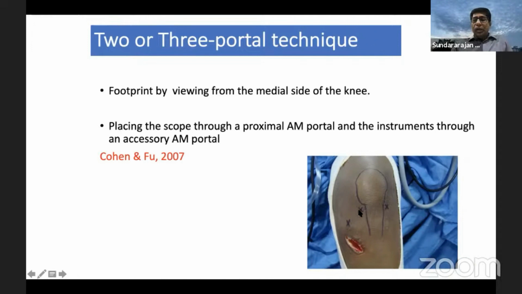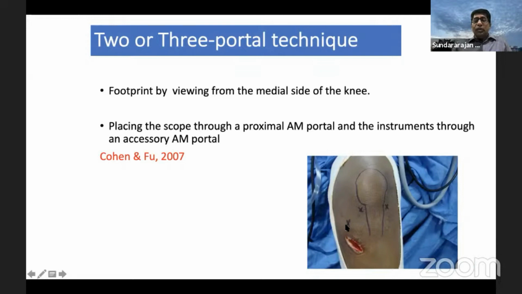But if you want to visualize through the medial side, then you make a high anteromedial portal. So both are okay. If you are using a three-portal technique, that is also good enough, because you can visualize your tunnel through the high anteromedial portal, and you work through the low far anteromedial portal for your entry point.